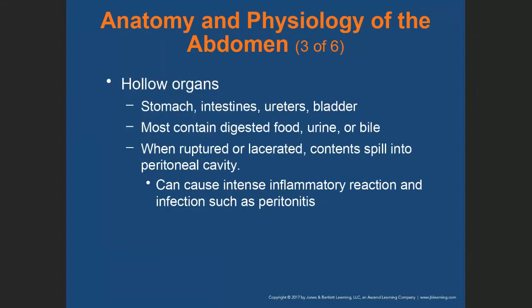Hollow organs, stomach, intestines, ureters, bladders, most contain digestive food, urine, or bile. When ruptured or lacerated, contents spill into the peritoneal cavity. It can cause intense inflammatory reactions and infections such as peritonitis. Once you see the term itis, we're talking about inflammation. Once you're considering inflammation, you're thinking about swelling, you're thinking about fluids leaking, you're thinking about temperature going up in that particular area of the body.